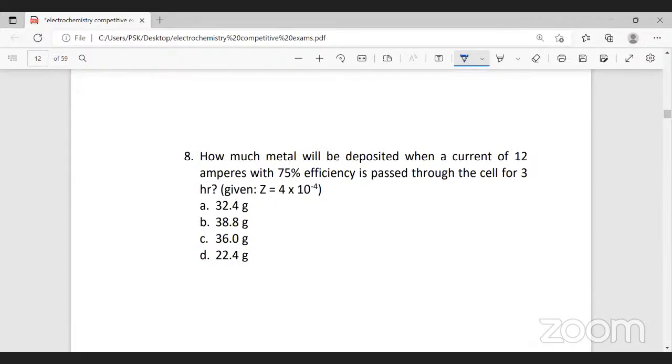All right. The next question: how much metal will be deposited when a current of 12 amperes with 75% efficiency is passed through the cell for 3 hours? Now we know the formula, W is equal to Z into I into T. And for efficiency, we gave one relation, if you remember, given by eta. They're asking how much metal will be deposited when a current of 12 amperes with 75% efficiency. Z they've given you directly: 4 into 10 to the power minus 4. The electrochemical equivalent is 4 into 10 to the power minus 4.